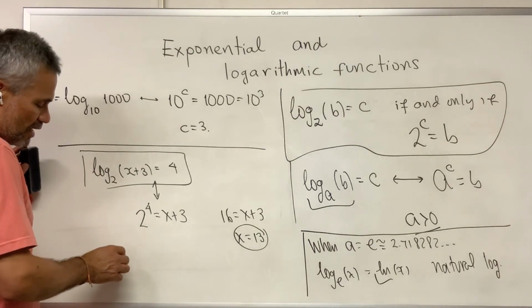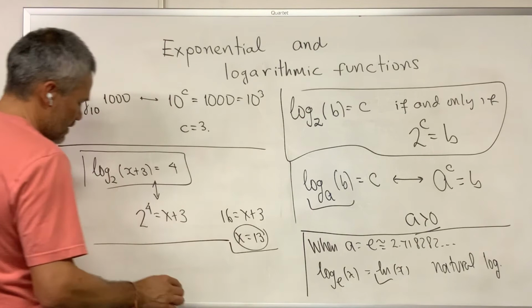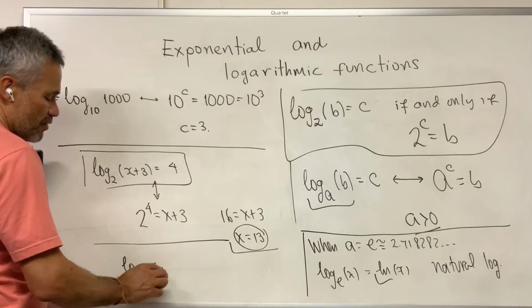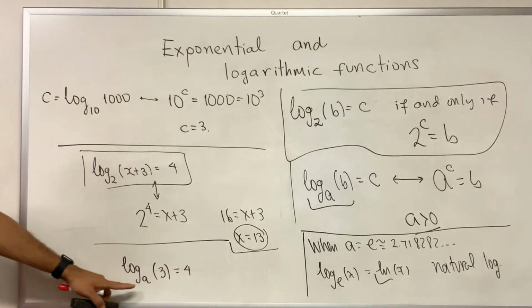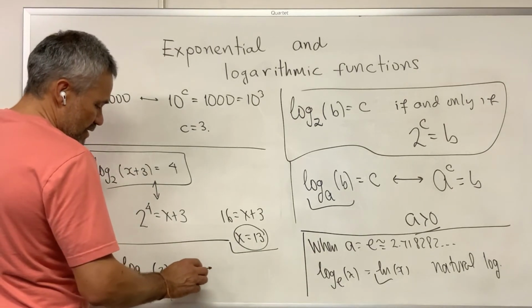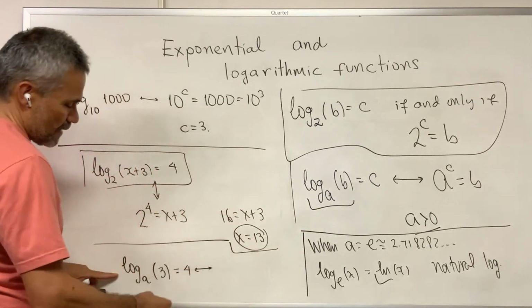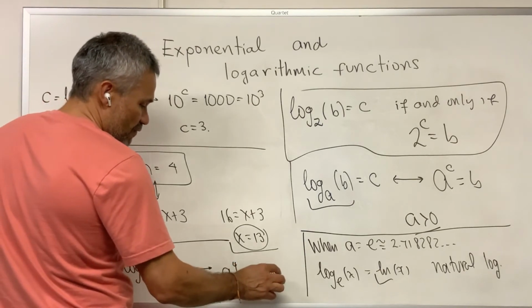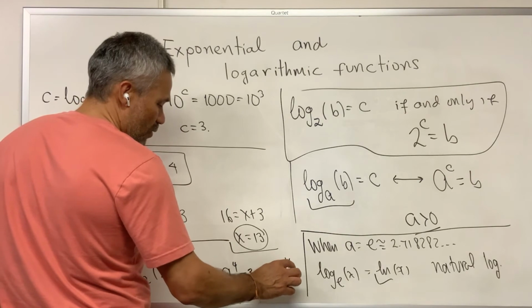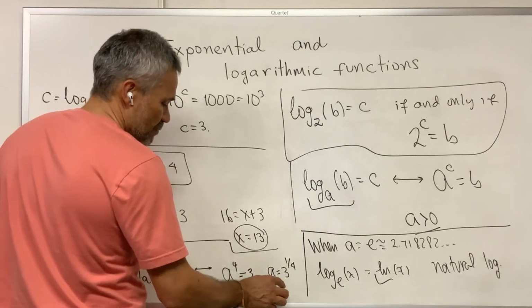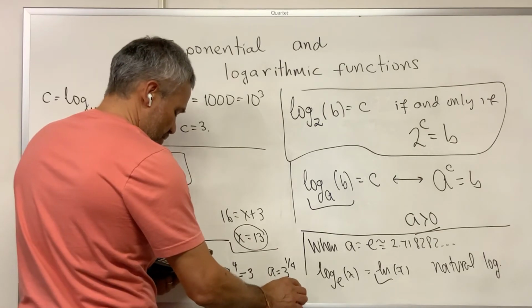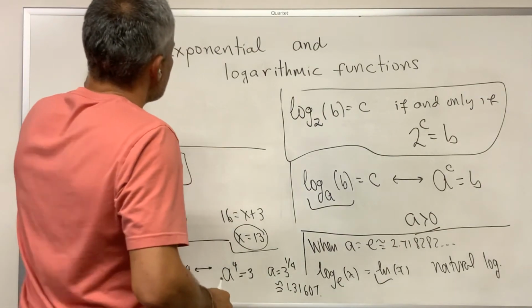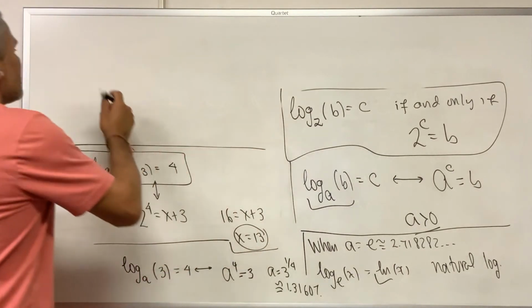What happens if we have an equation like this? Log in base a of 3 equal 4. Can we solve for a? Let's rewrite this equation. I can write it like a to the 4 equal 3, and therefore a is 3 to the 1 quarter, the fourth root of 3, which is approximately equal to 1.31607.